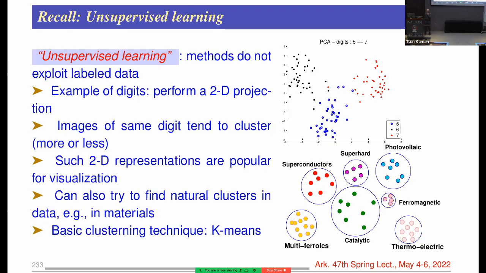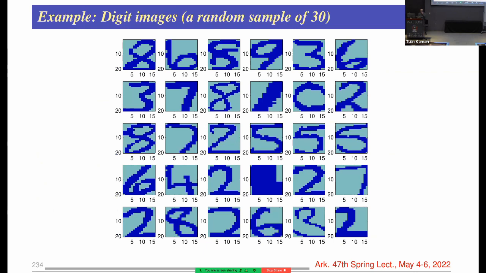Now I'm going to talk about unsupervised learning in general, clustering in particular. So you have data, and you would like to cluster it in this way. For example, these are digits that are clustered. These are materials that are clustered, etc. Here is a simple example. I was going to give a demo with this, but I think I'll skip that.